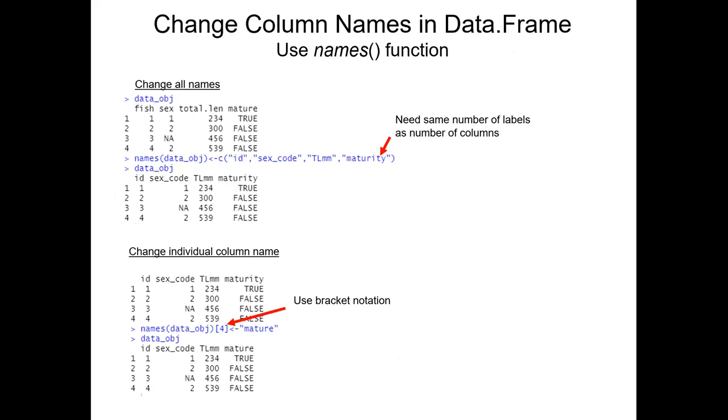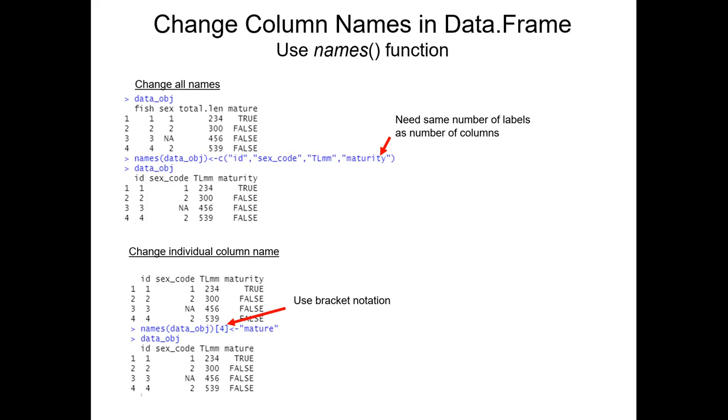So we load in that fish data set, and that's what's specified under change all names there, the first segment there. Let's say you didn't like those column names. Well, you can use this function called names, in parentheses followed by the object, and then assign new names to those positions. So in this case, we're going to substitute ID for fish, sex code for sex, TLMM for the total dot length, and then maturity for mature. And when you do that, you can see in the printout of the data frame below that those names have been changed.